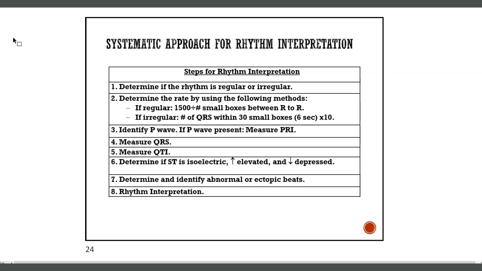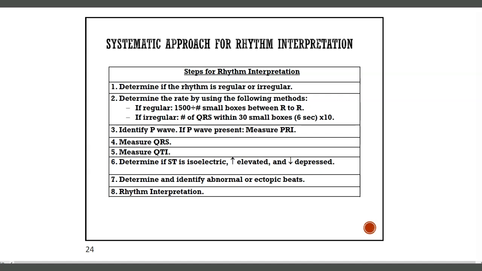The first step would be to determine if the rhythm is regular or irregular. So just basically using a caliper, whether the low budget or the real one, follow along and trace it. Is the rhythm regular? Is the QRS basically happening at around the same intervals?